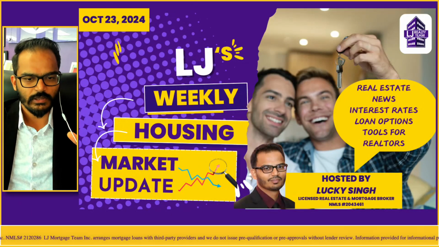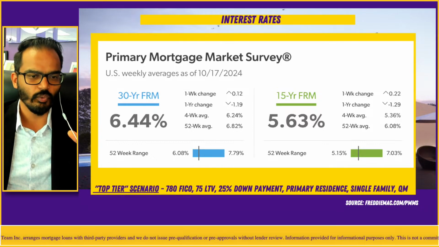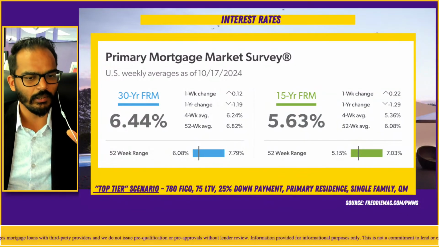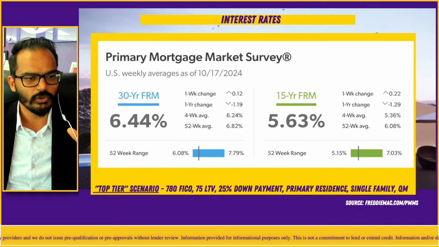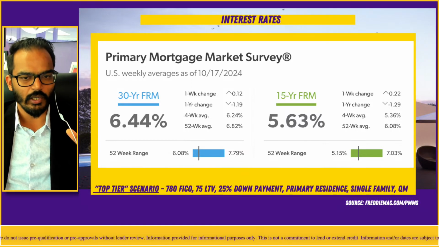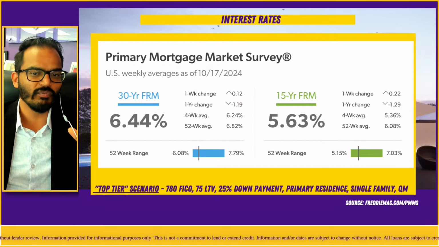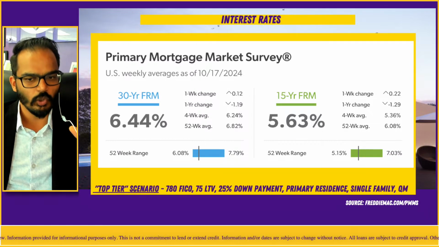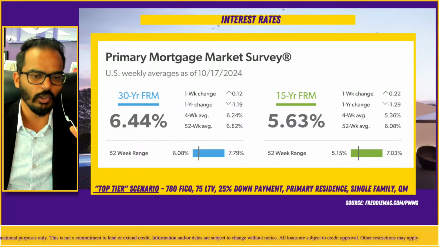Next, guys, let's get started with our interest rates. The interest rates are not looking good for this week, right? They are heading back up. So according to Freddie Mac, they're hovering around 6.44 for your 30-year fixed conforming loans versus 5.63 for your 15 years. Not everybody goes with 15 years, but if they do, they can get a lower interest rate.